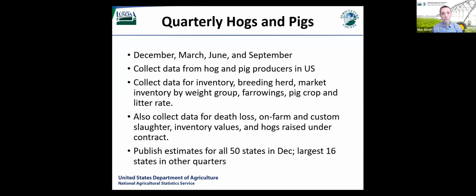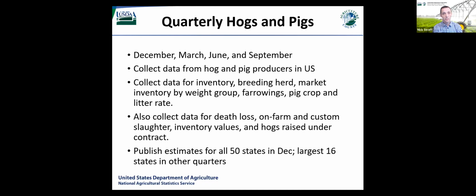Another thing, just to note, the information we do collect: it's inventory, breeding herd, market inventory, weight group, farrowings, pig crop, and litter rate. We also collect death loss. And then in December, we do collect a little bit of additional information such as on-farm slaughter, and we also collect hogs raised under contract and inventory values.